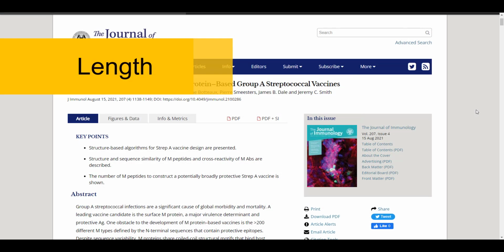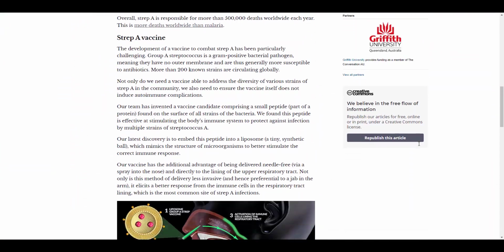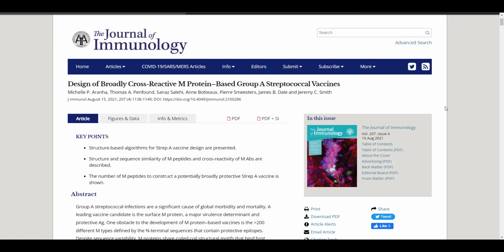Scholarly sources tend to be longer than popular sources. For example, this popular source is about 500 words long, but the scholarly article is closer to 5,000 words.